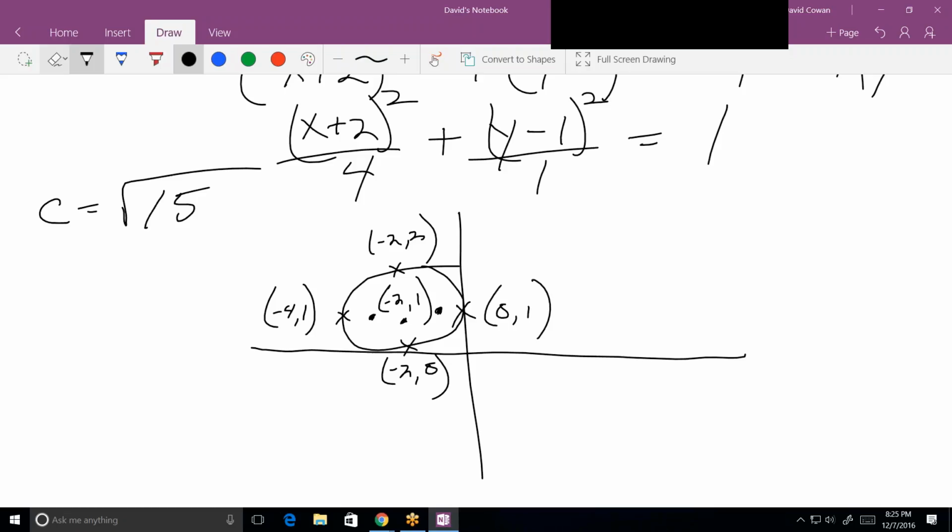No, you're right. My mistake. I was squaring these; they're already squared. Where I made my mistake was not listing a and b. If you list a and b, you won't make the mistake I just made. a is 2, b is 1. Now I can plug these numbers in and get square root of 3. So what is that coordinate?